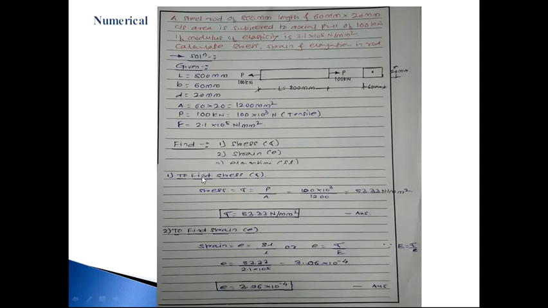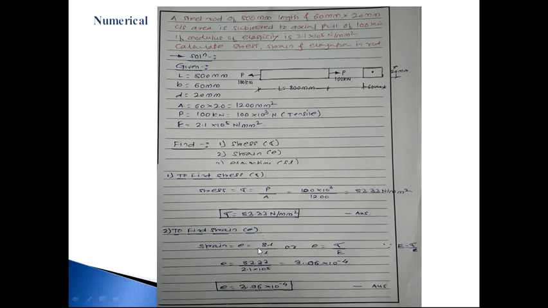First of all, to find out stress, we know that stress is equal to load upon cross-sectional area. Load is 100 into 10 raised to 3 and cross-sectional area is 1200. So your stress will be 83.33 Newton per mm square. This is your answer. Then next, to find out strain.